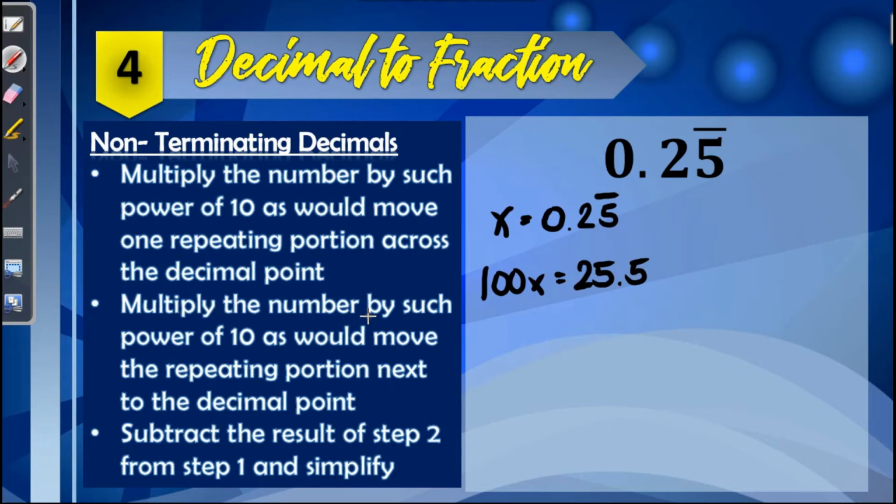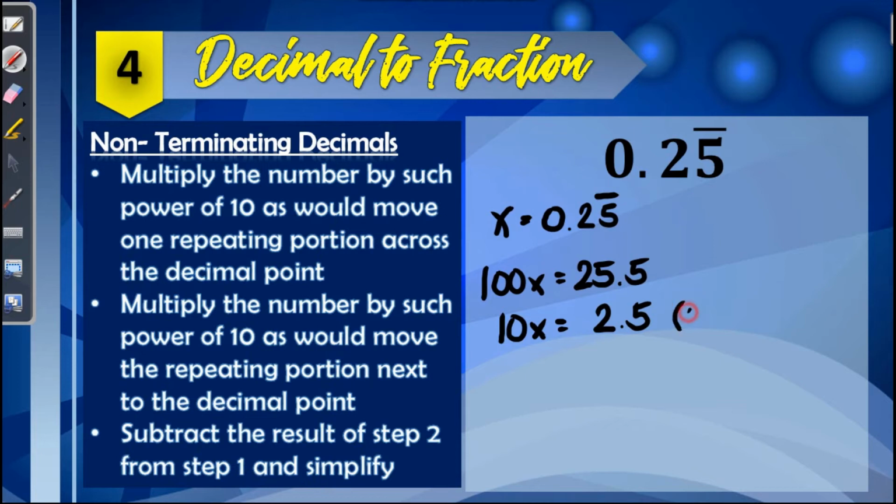Next, multiply the number by such power of 10 as would move the repeating portion next to the decimal point. Going back to our given, we have x equals 0.25 with a bar at the top of 5. We just have to simply move this repeating value beside the decimal point. So to do that, we have to multiply this by 10. So when we multiply this by 10, we will be having 10x is equal to 2.5. And next procedure, we have to subtract the result of step 2 from step 1 and simplify.